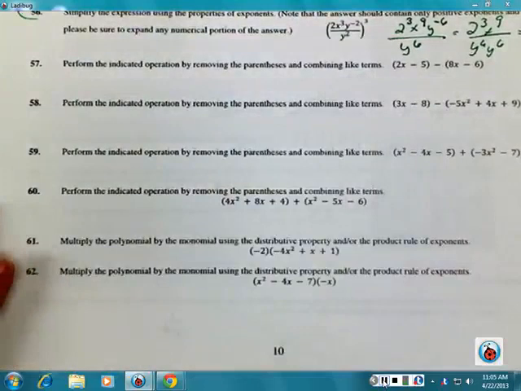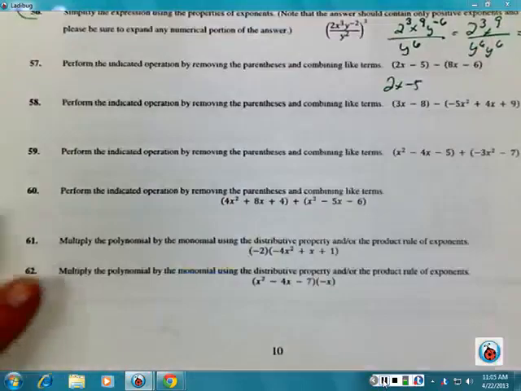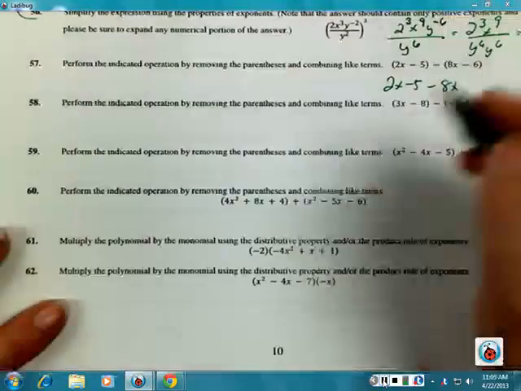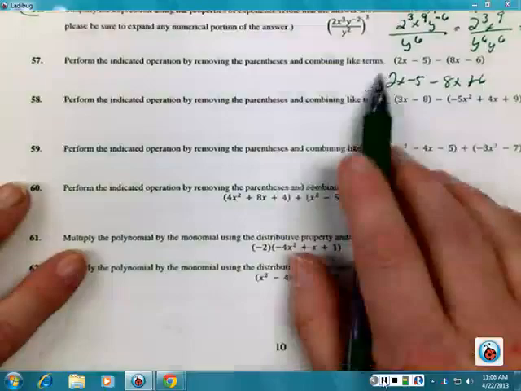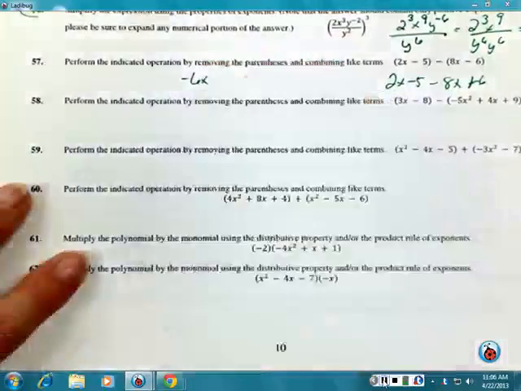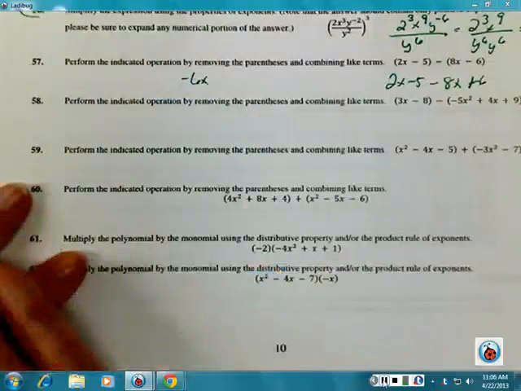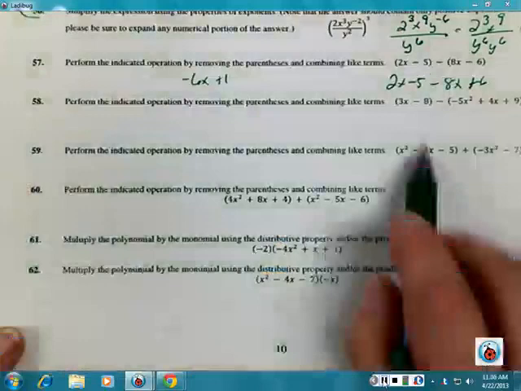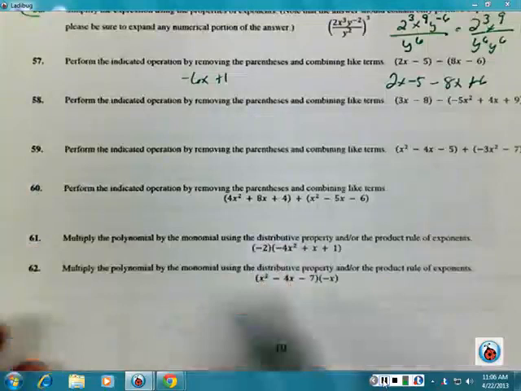So what has to happen? 2x minus 5 minus... plus 6. You have to switch the signs. Okay. Then I need to combine them together. So 2x minus 8x is... negative 5 and a positive 6. Plus 1? Yep, and that'll be my answer. These other two are just like it, so I'm going to leave those for you, 58 and 59. Oh, 59 is an addition.